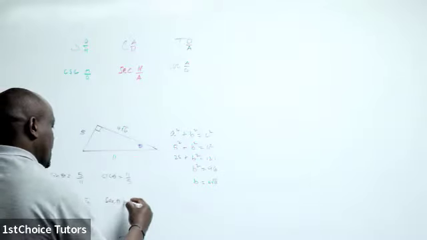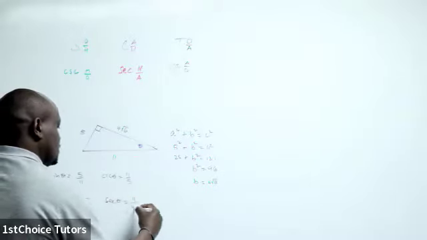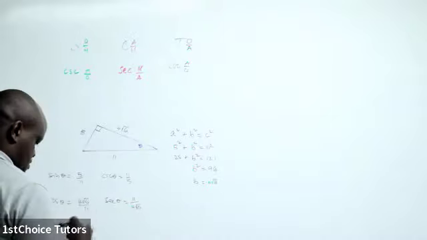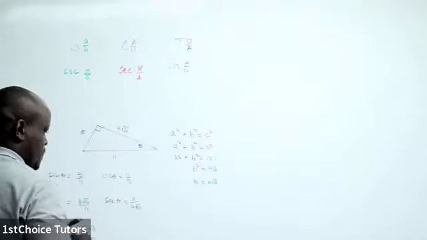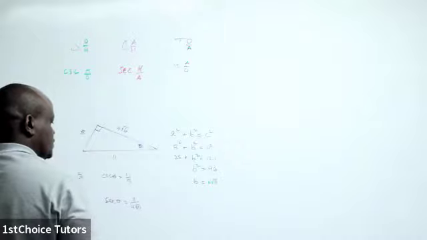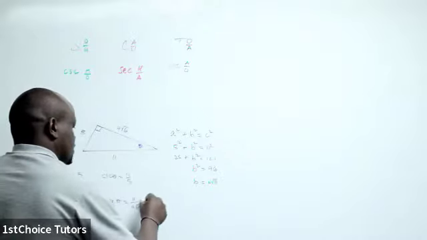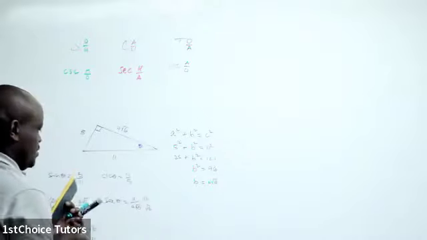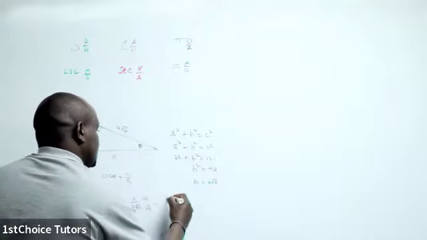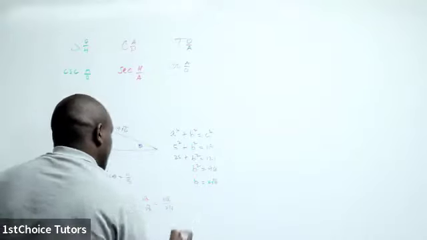Secant theta is 11 over 4 over the square root of 6, and times that by root 6. 4 and 11 root 6, and then times square root of 6. So 11 root 6 over 24.